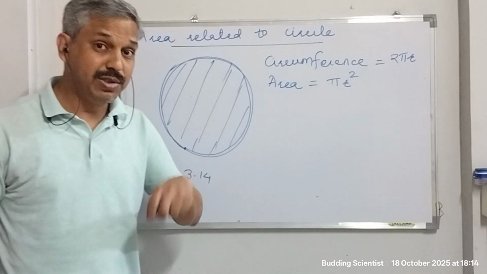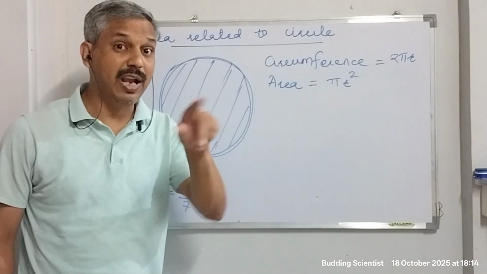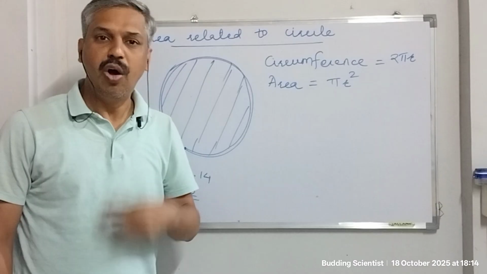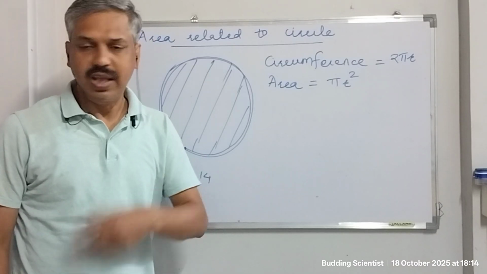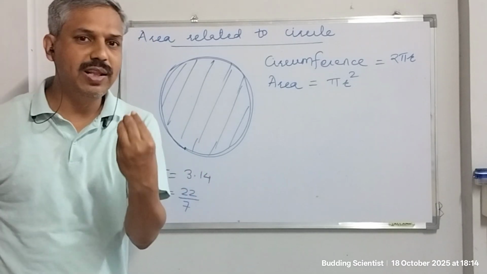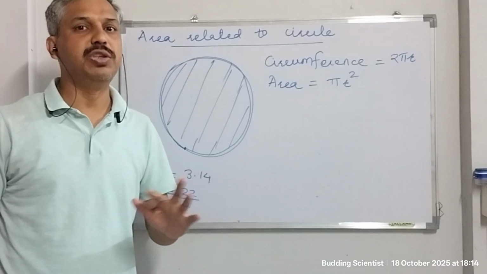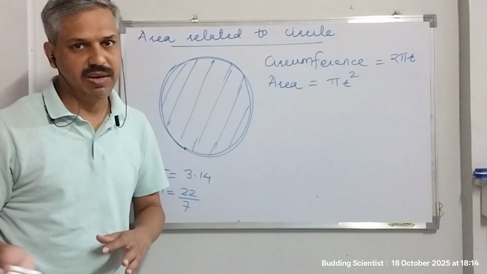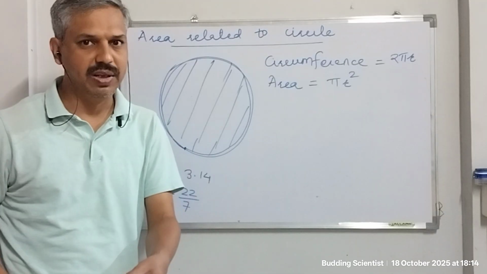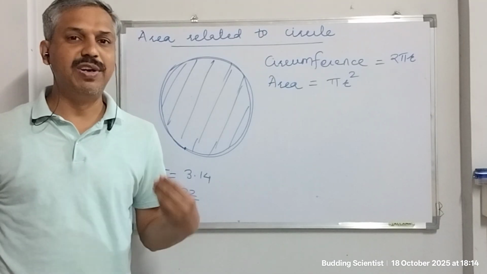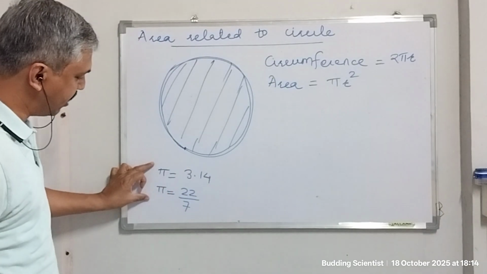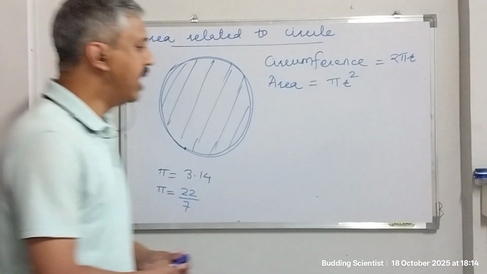In some problems in the examination, it is specified that take pi equal to 3.14 or take pi equal to 22 by 7. In that case, you have no choice but to take the specified value. You don't use your mind then and choose some other value. You only use the value that is given. But if it is not given, if it is up to you, then you can choose either of these two values.